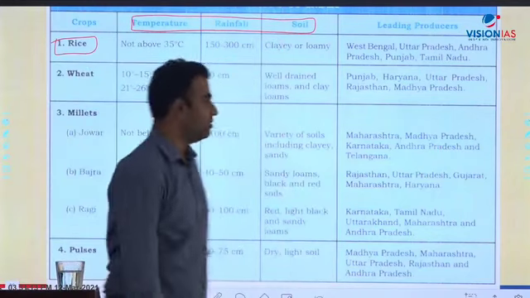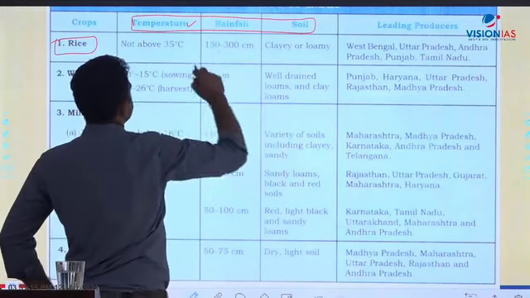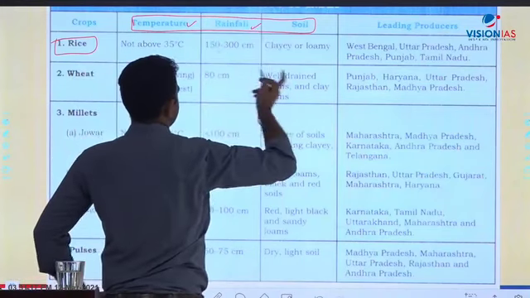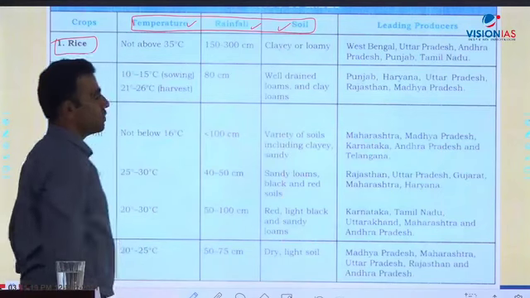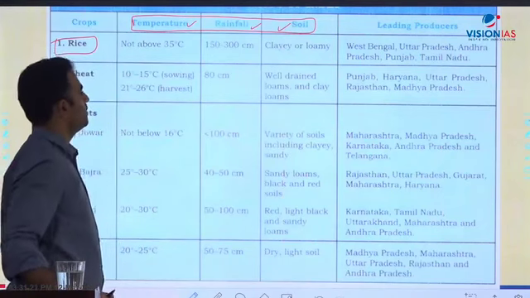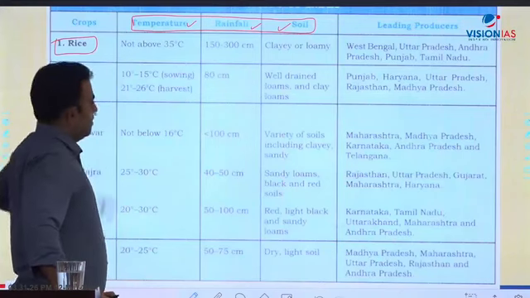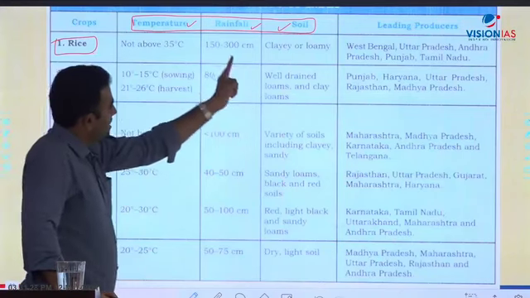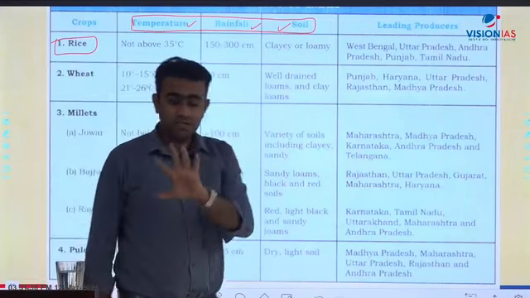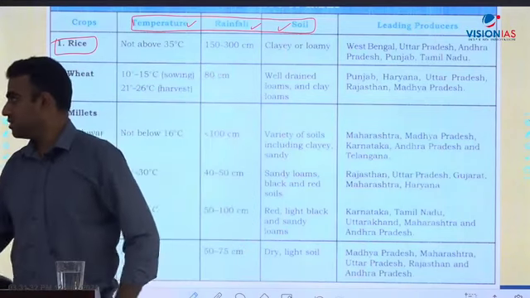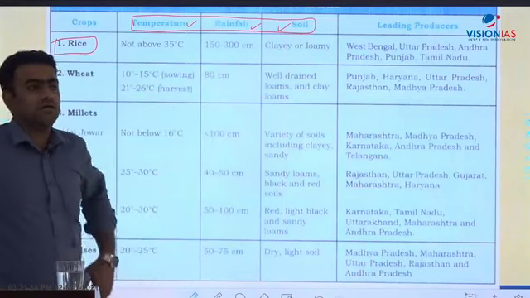Conditions in which they grow, that includes what is the temperature, what is the amount of rainfall required, and the soil conditions. Three things which you have to remember for all the crops. For all the crops, what is the temperature, what is the rainfall, what is soil. This is necessary for everyone. Even in general studies you have to remember. Don't think it is optional, no.